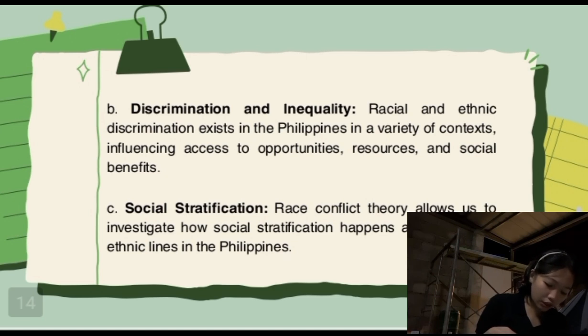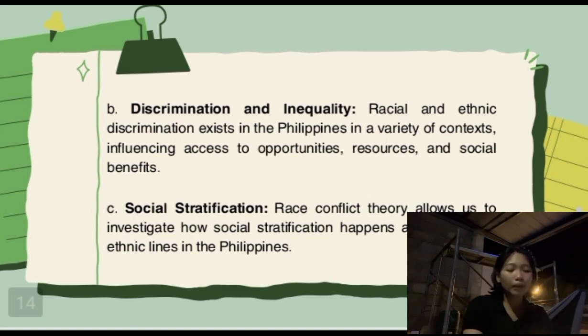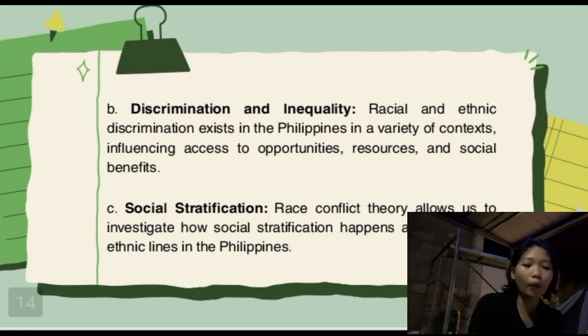Next is the criminal justice system. The idea explains how race or ethnicity may influence how people are treated in the criminal justice system. So this means that the third is social stratification. This means showing how wealth and power are not equally shared. Some ethnic groups have more access to land, resources, o services kaysa sa uban.